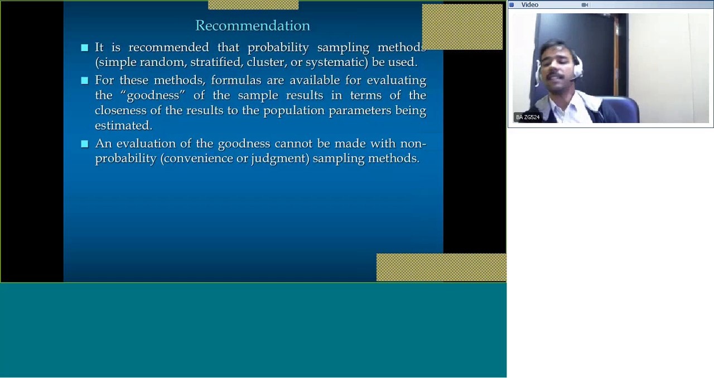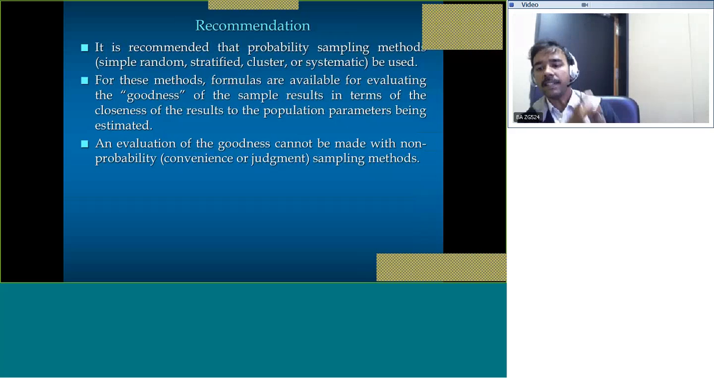What is cluster sampling? Here the whole population is divided into clusters based on a particular characteristic. Now we use simple random sampling technique to sample clusters.